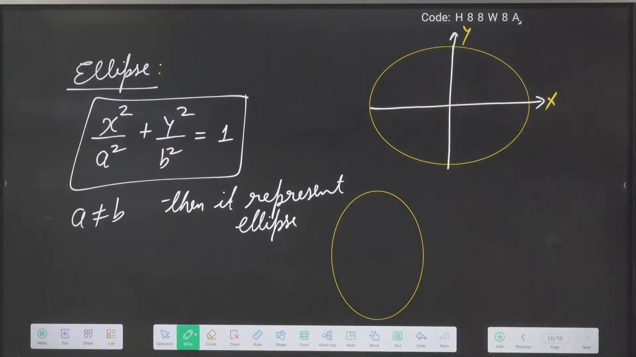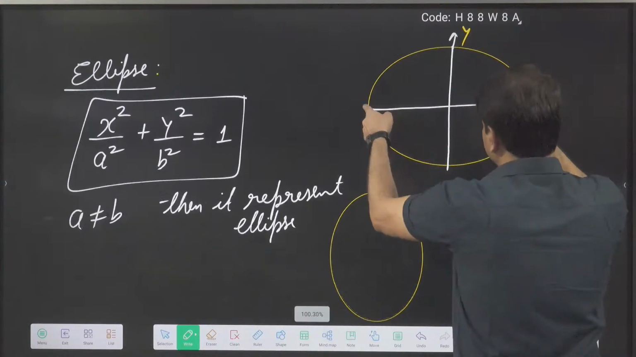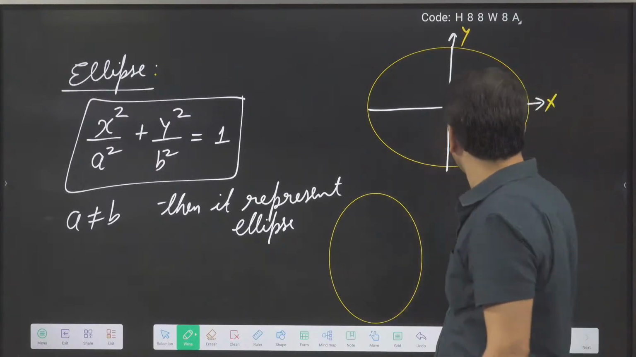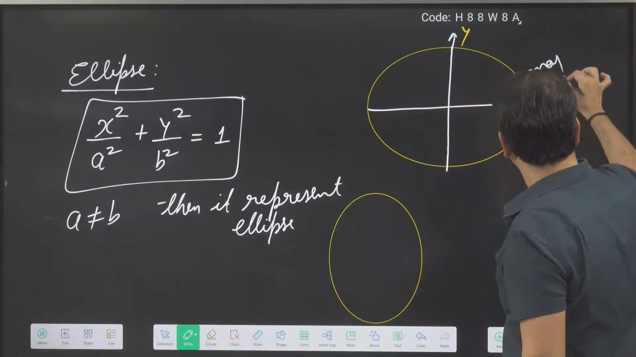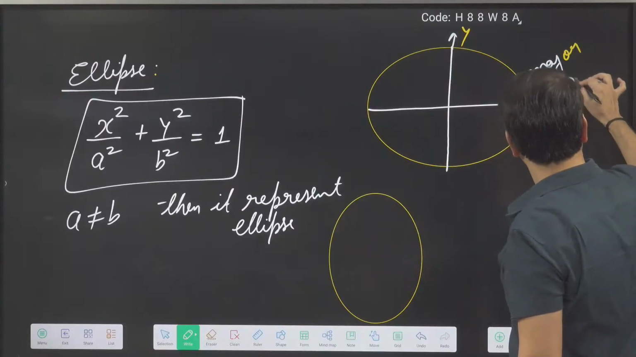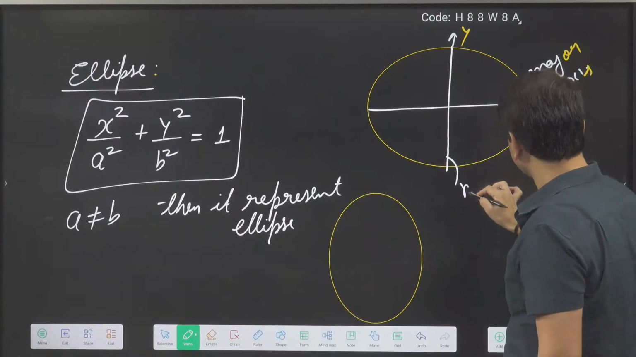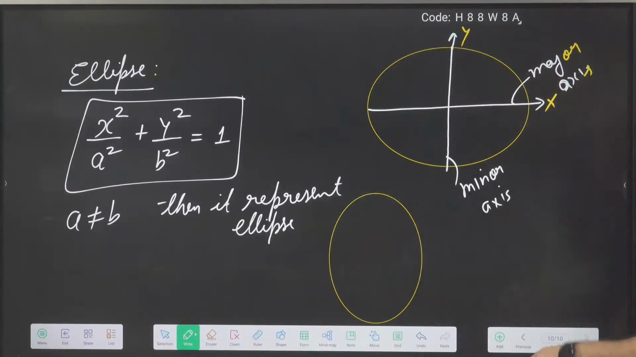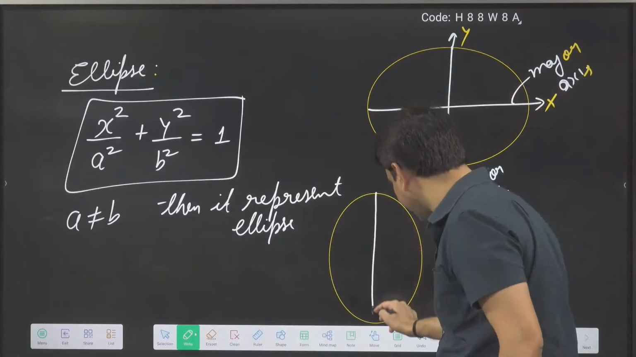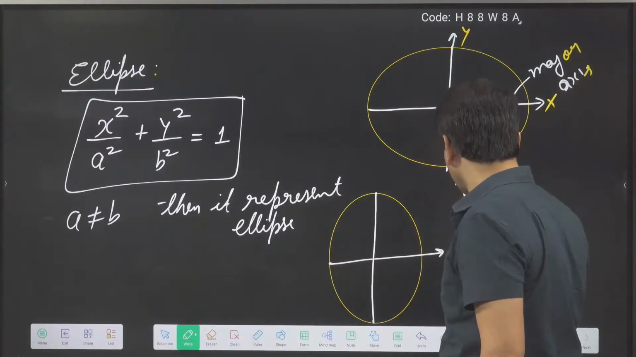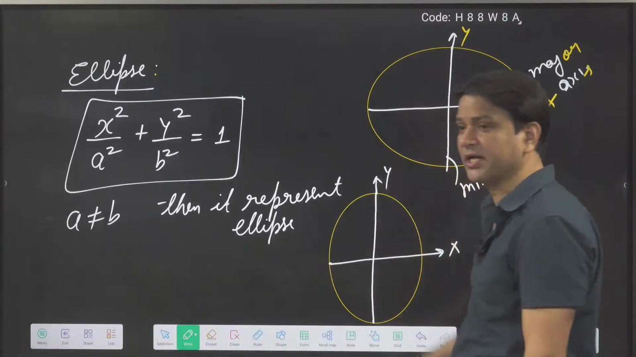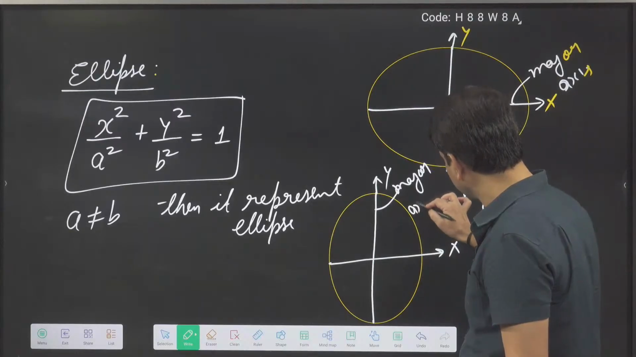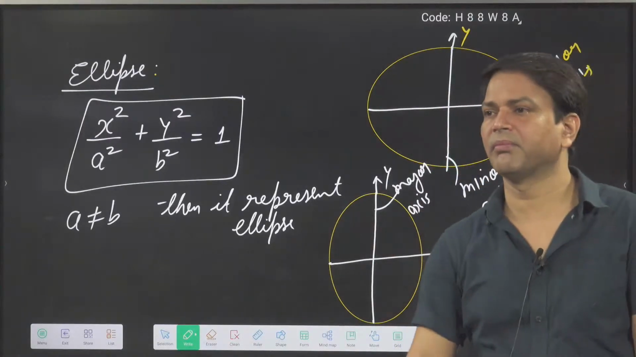Okay, suppose this is the x-axis and this is the y-axis. In this figure we can see the x-axis diameter is more than the y diameter. So where x is more, the x-axis is the major axis and the y-axis is called the minor axis. In this case, if I take this ellipse, this is the y-axis and this is the x-axis. Now you can see the y diameter is more, so the y-axis is called the major axis and the x-axis is called the minor axis.